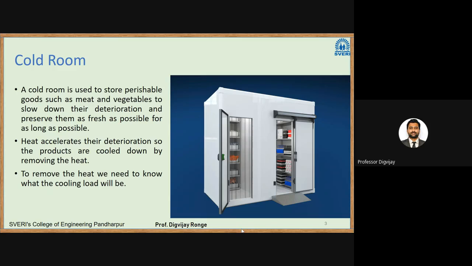So first we'll see what is a cold room. A cold room is used to store perishable goods such as meat and vegetables to slow down their deterioration and preserve them as fresh as possible for as long as possible. Our objective is to keep that vegetable, fruit or meat as fresh as possible and for a longer duration. What you see on this right side is a cold room.